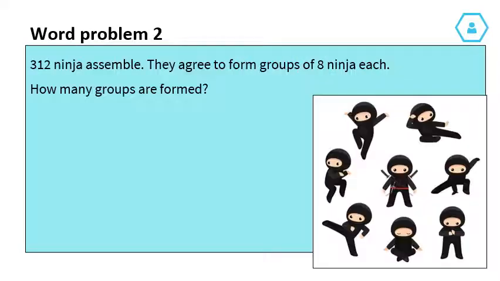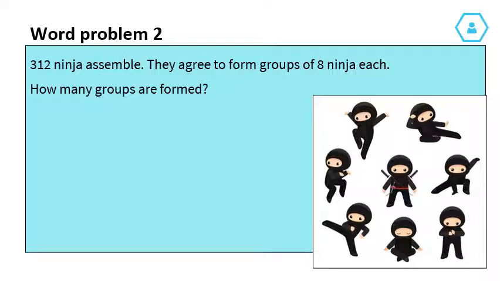Okay, word problem number 2. So we've got 312 ninja assemble. They agree to form groups of 8 ninja each. How many groups are formed? So this is my total amount of ninja. There's no more coming along, 312.